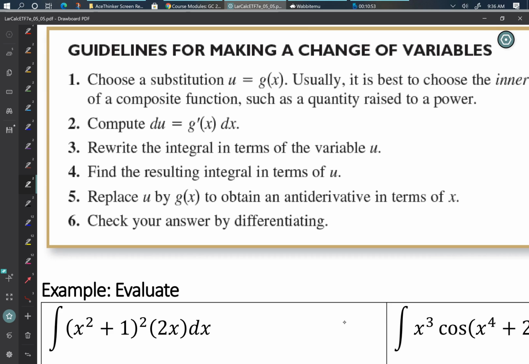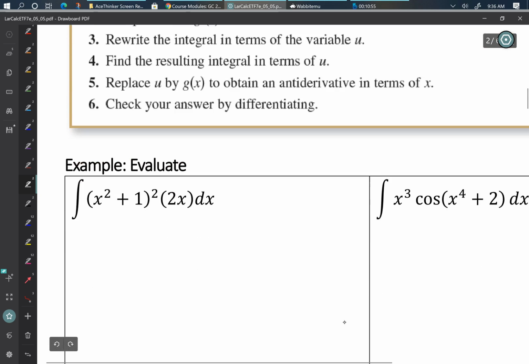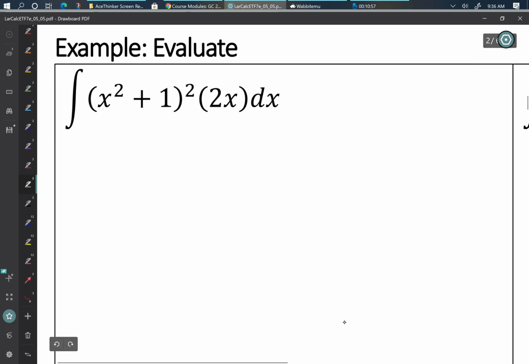So these guidelines right here, we'll come back and take a look at those as we work this, but let's just take a look at this example right here. All right, so I have an integral. My integral is the quantity x squared plus 1 squared multiplied by 2x dx. So for clarity, I'm just going to highlight that multiplication. And now I'm going to say, look, we have two things being multiplied together here. Okay? One of them is composition.